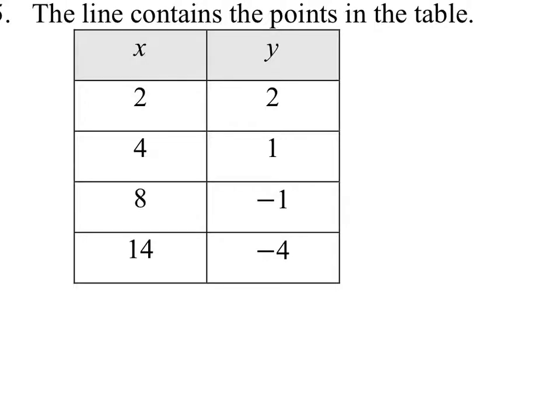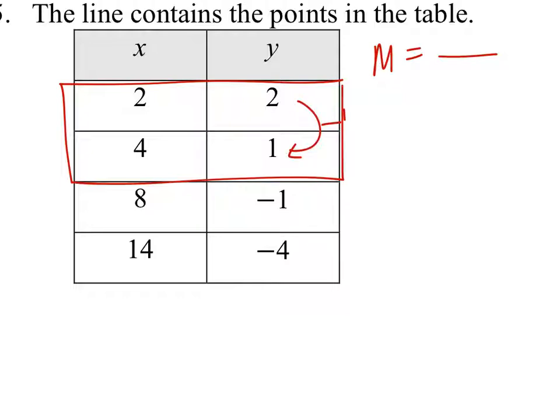All right, what about this? So which 2 points do you guys want to use to find good old slope? All right, let's use these 2. So from 2 to 1, you would have went down 1. And from 2 to 4, you would have went up 2. So it looks like the slope is -1/2.